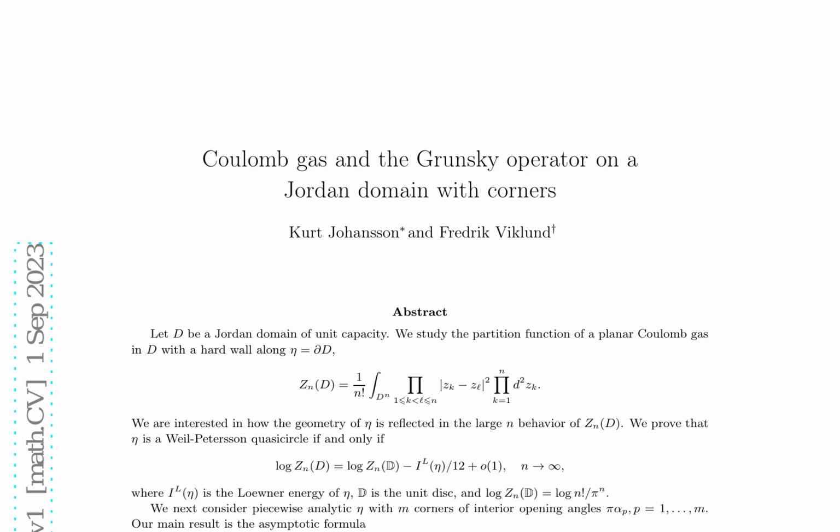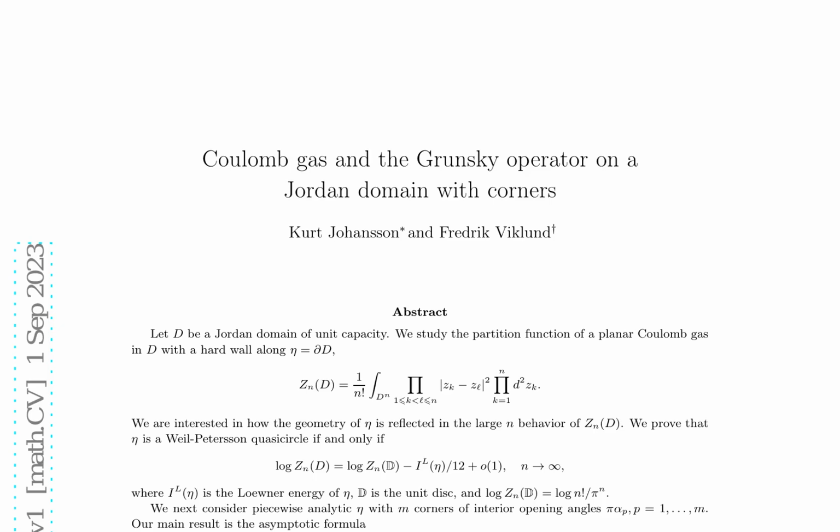Pommerenke's theorem, Theorem 1.5, states that for an analytic Jordan curve η, the logarithm of the partition function for the Coulomb gas on D, denoted Z_{n,∞,D}, converges to a specific expression involving the transfinite diameter r_∞, the Fekete-Pommerenke energy of η, and a logarithmic term as n approaches infinity, as shown in equation 1.13. The authors believe that Pommerenke's result holds if and only if η is Weil-Petersson, but they have not proven this.